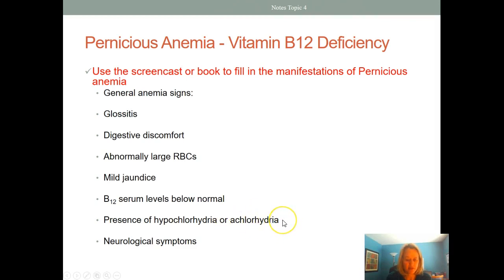hypochlorhydria or achlorhydria. That's a reduced amount of hydrochloric acid, and that's because the parietal cells secrete both intrinsic factor and hydrochloric acid. And then we can also see neurological symptoms. This is kind of a special sign and symptom related to vitamin B12 deficiency. So these neurological symptoms are related to demyelination of the dorsal and lateral columns of the spinal cord. So this can cause things like the feeling of pins and needles, tingling in the limbs, loss of vibration and positional sense, and eventually can lead to spastic ataxia.